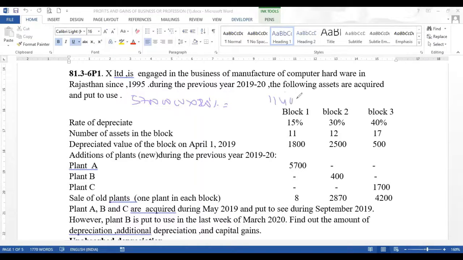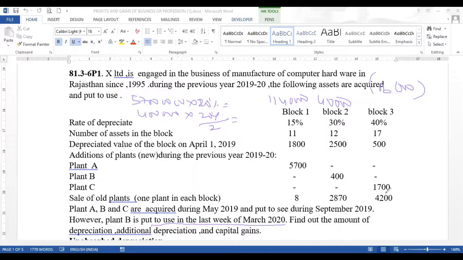11 lakh 40,000. For the second one, it is how much? 4 lakhs into 20%, but it is only half the year, therefore you get only 40,000. Have you understood what I'm saying? This is 4 lakhs because this is rupees in thousands, therefore 400 means 4 lakhs multiplied by 20%. Again, always understand additional depreciation is 20%. In some cases there is 35%, but at the moment you understand 20%. Divided by 2 because this 400 was only put to use in the last week of March.